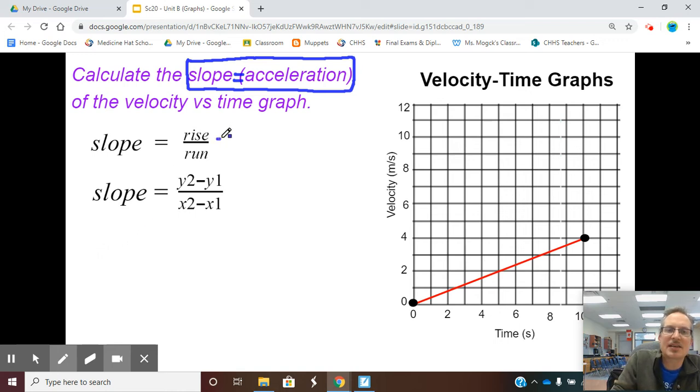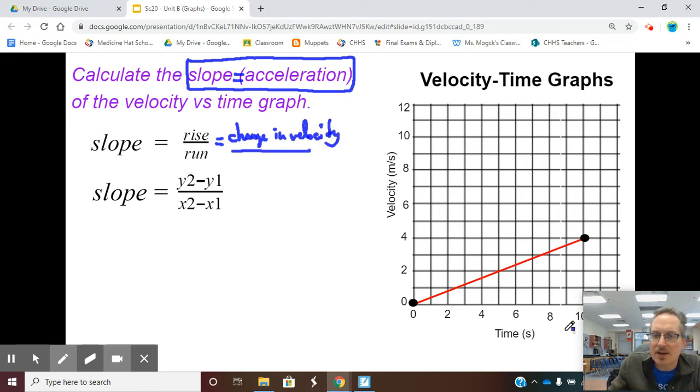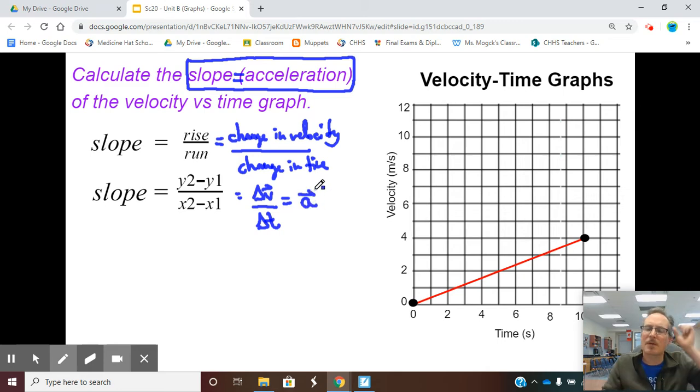So again, it's still going to be rise over run. But this time, let's take a look at what my rise is. Rise is my change in velocity. My run across the bottom is still my change in time. Now, this should make sense because when I have my change in velocity over change in time, that is the definition we've been using for acceleration. So again, our number should make sense. Let's look at our slope and let's calculate it.